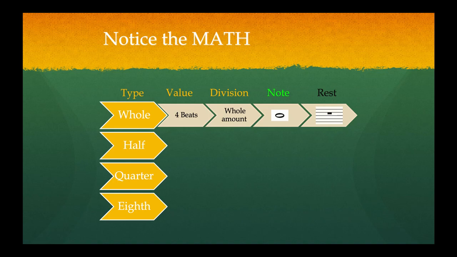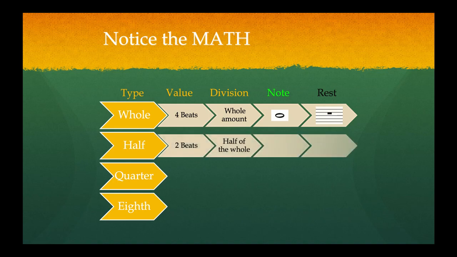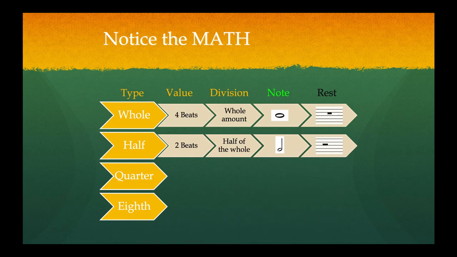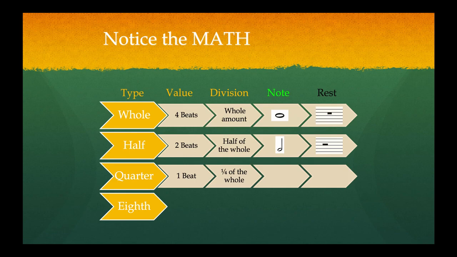Then we divide our whole into halves. Halves get 2 beats each because it's half of the whole. So a half note gets 2 beats of sound, and a half rest gets 2 beats of silence. Then we'll divide our whole into quarters. A quarter gets 1 beat because it's 1/4 of the whole. So a quarter note gets 1 beat of sound, and a quarter rest gets 1 beat of silence.